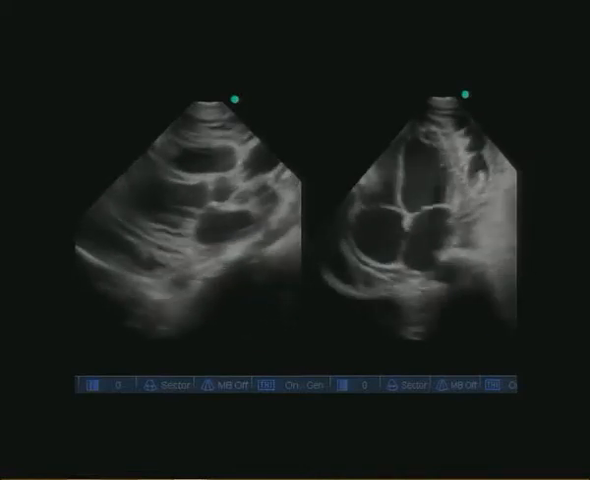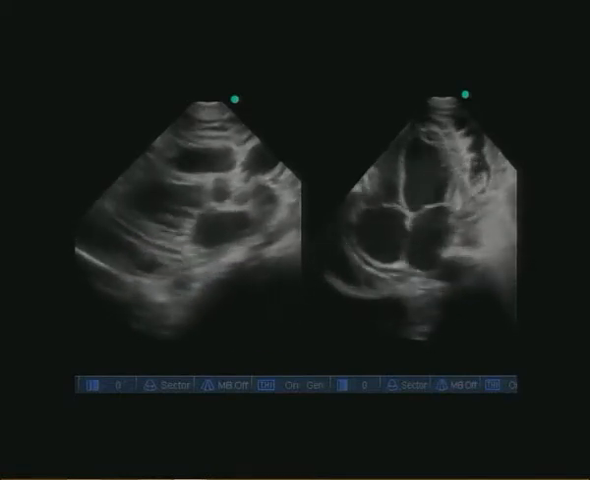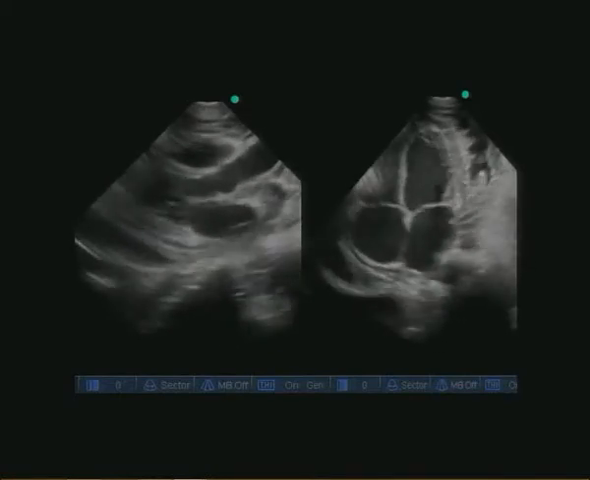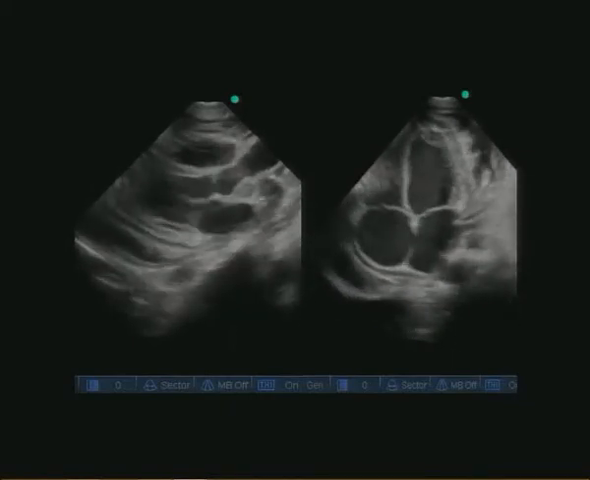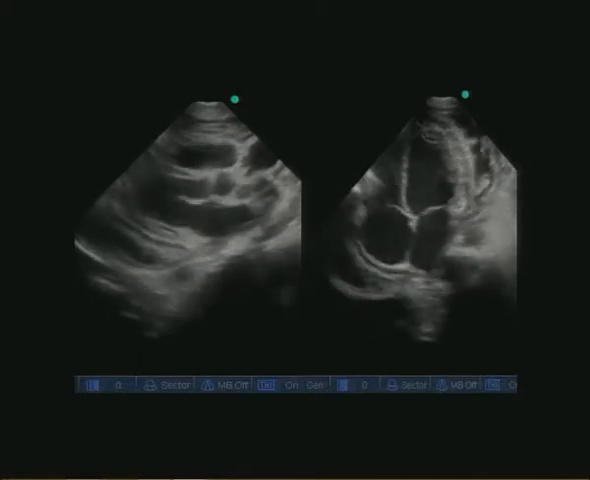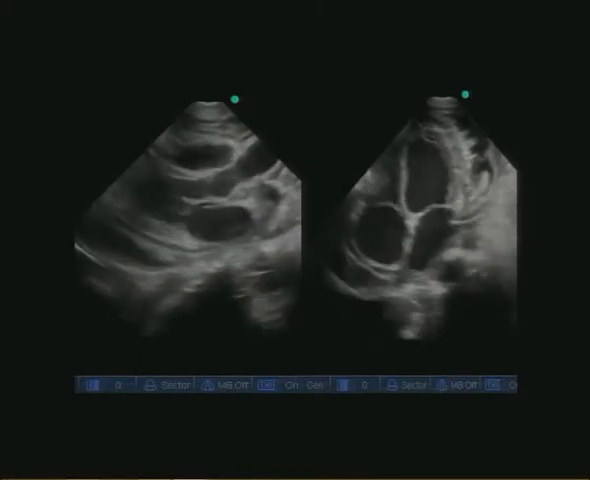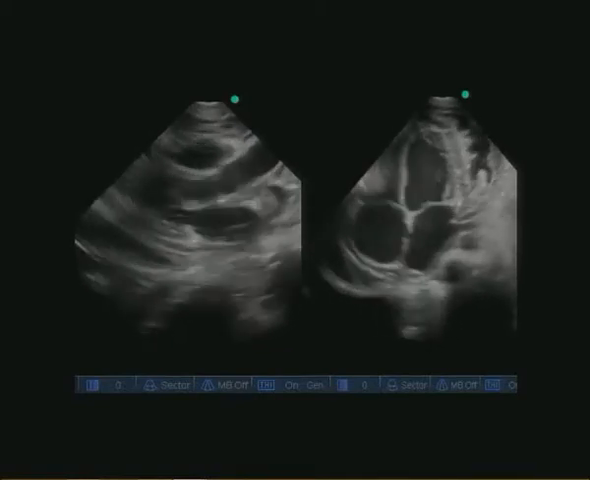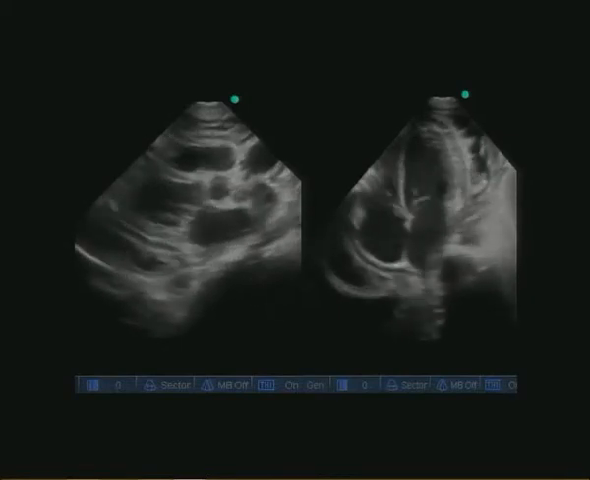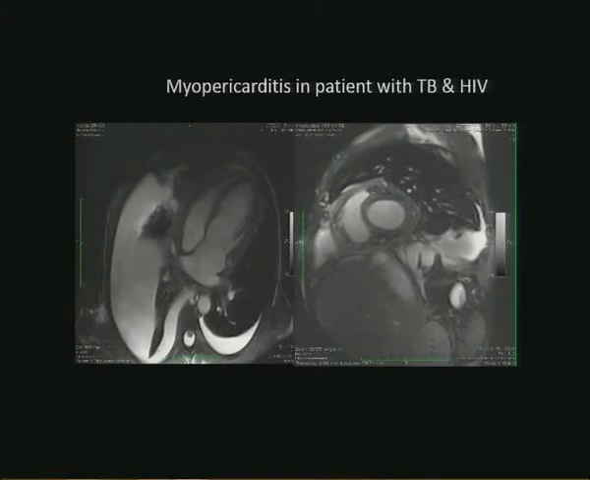So what I have here are echoes of a patient who has both HIV and TB. What you see here is the pericardium. This is obviously a 4-chamber view. There you see pericardium with fibrin strands within the pericardium. And the main things to draw your attention to are the fact that the LV size is normal, but as you can see, LV systolic function is markedly depressed. Okay? This is a different patient who underwent MRI.